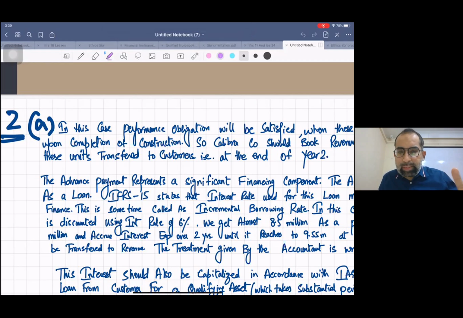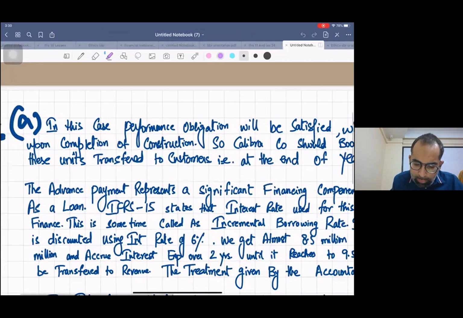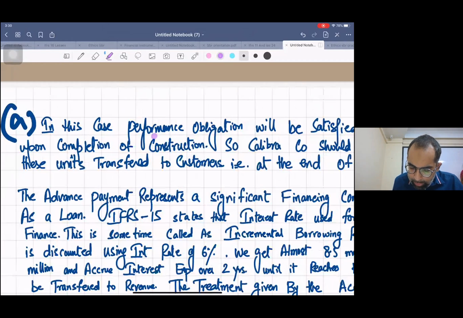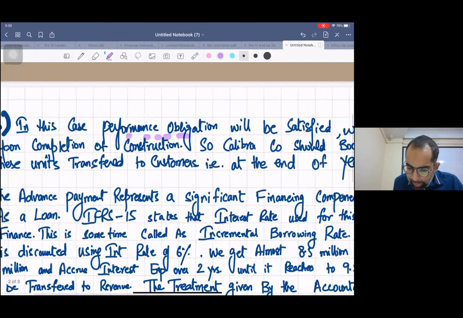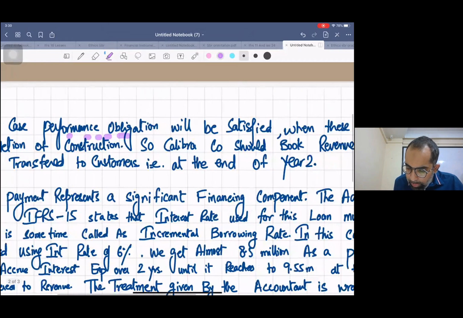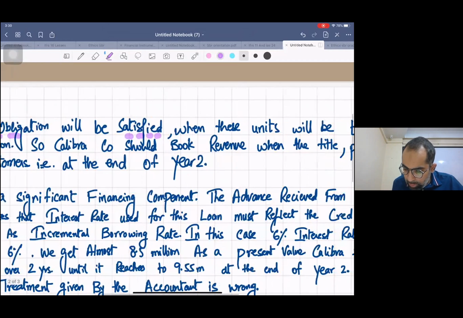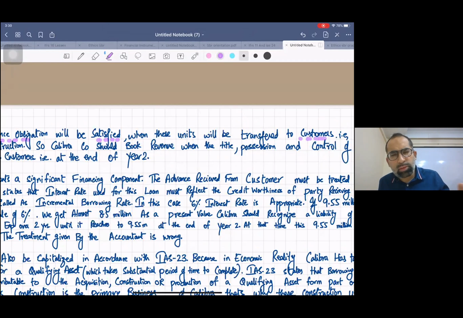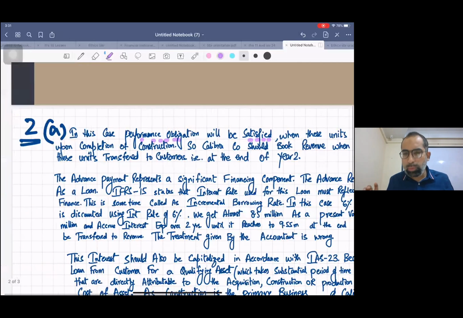Okay, now let's see how we can write it. I have written a sample solution for you guys for your motivation. Now listen, in this case, the performance obligation will be satisfied when these units are transferred to customers. You have to write very simple, no need to be very complex. The performance obligation will be satisfied when these units or apartments are transferred to the customer. That is upon completion of construction.